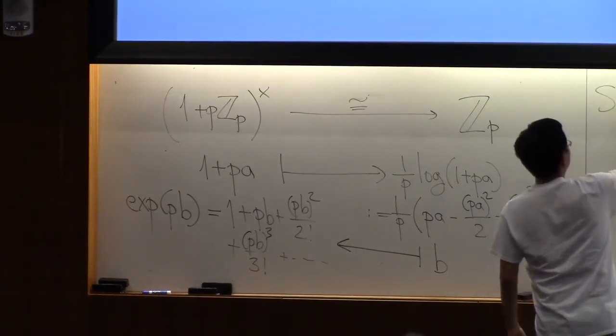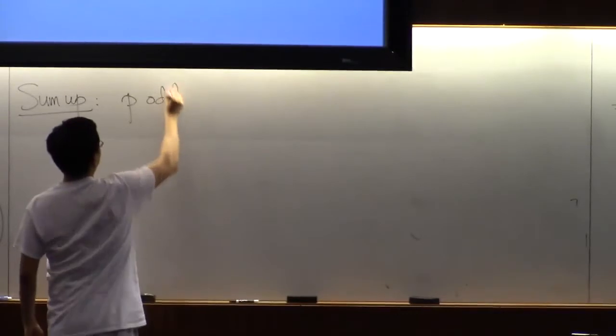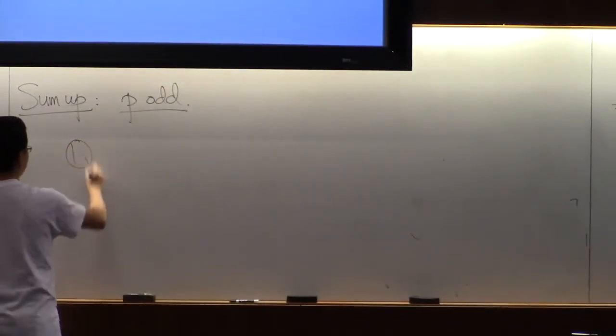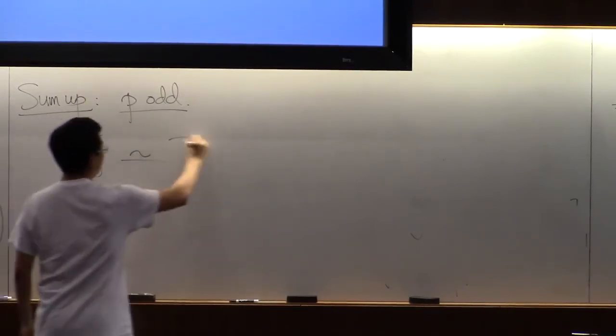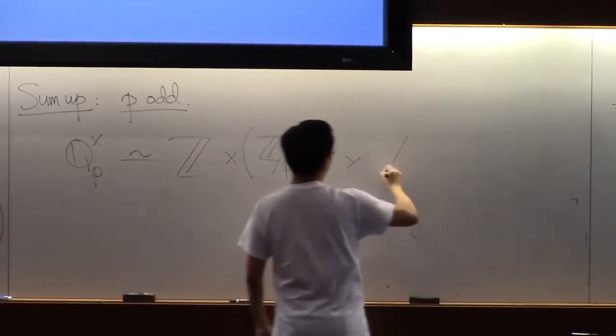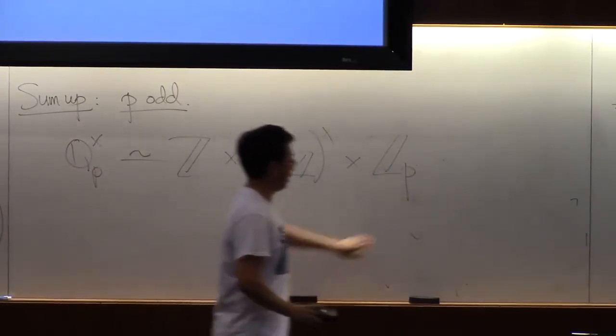To sum up, at least one piece odd, I will have QP cross. First of all, I get the valuation part, which is Z, and I get the finite part. And then I get this Zp, which comes from the log and exponential.